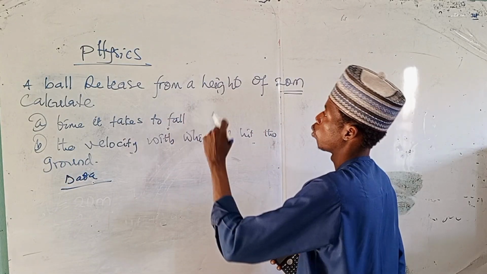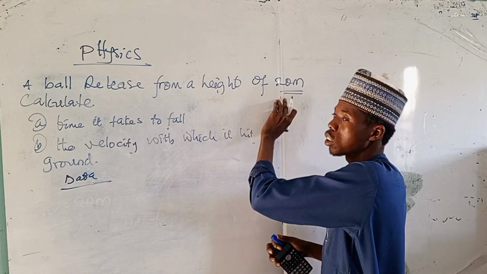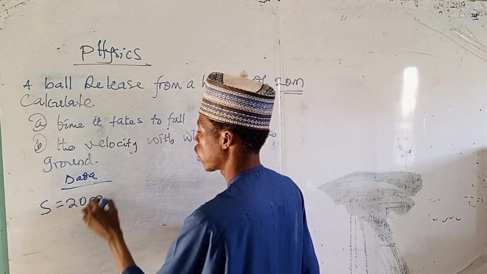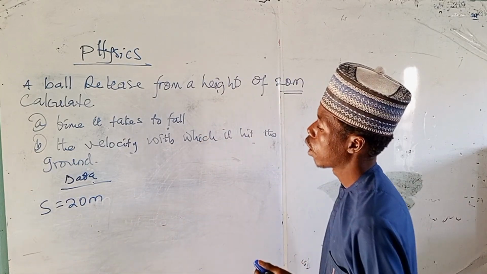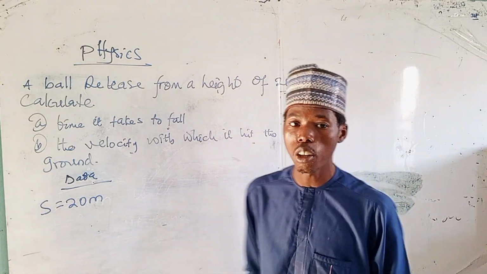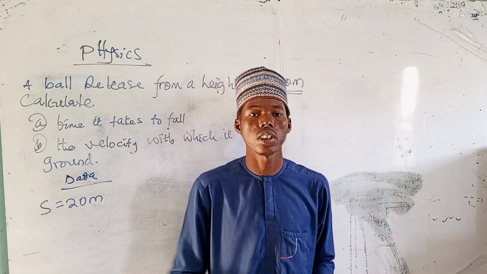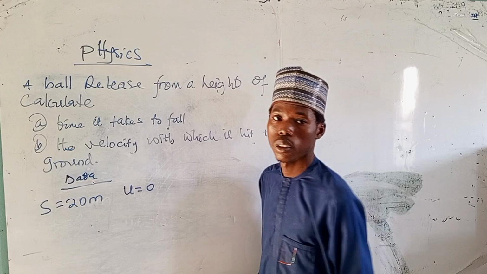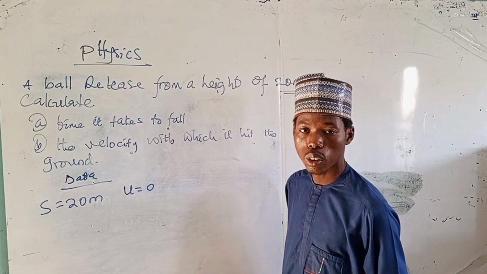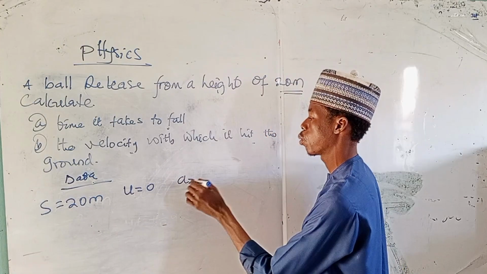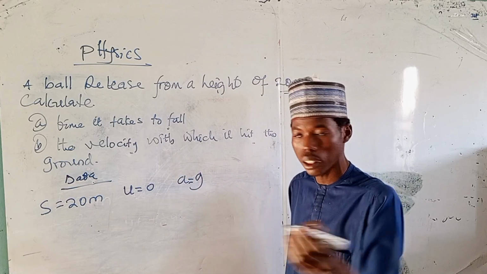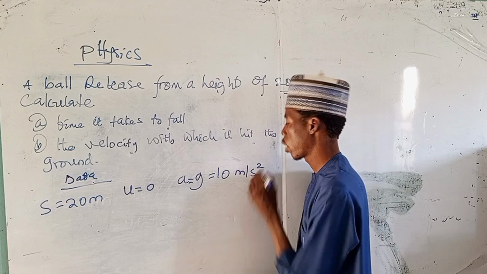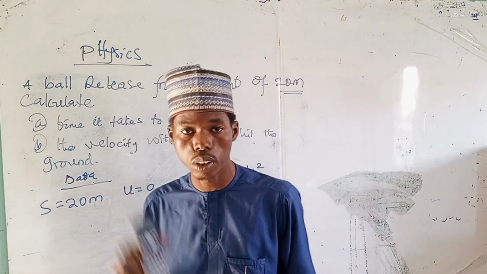So we have a ball that is released from a height of 20 meters. So definitely distance S is 20 meters. And remember, whenever an object falls from a certain height, initial velocity U equals 0. And under motion under gravity, acceleration equals acceleration due to gravity, which equals 10 meter per second square. This is constant. I know you know that.